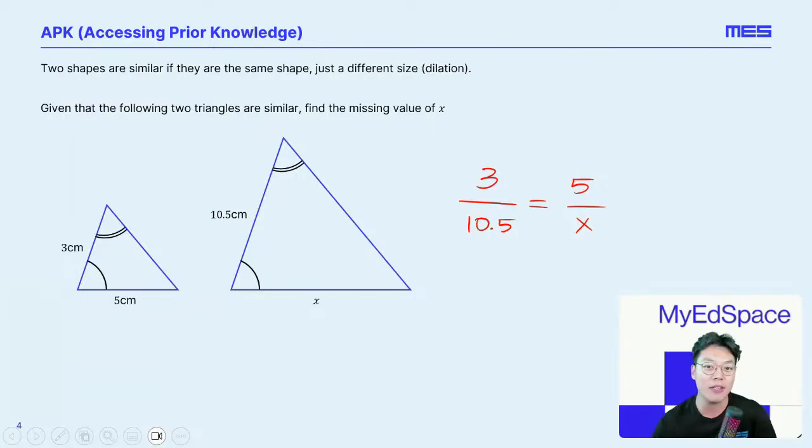Another thing to note here is that all the units of measure are the same. If one of them were in meters and the other were in centimeters, then we would have to do some unit measurement changes before we set up this proportion. Now, in order to solve for this x, there are multiple ways of doing this. Another way we could have set up this proportion is 3 is to 5 as 10.5 is to x.